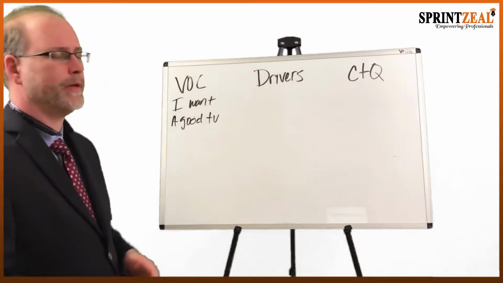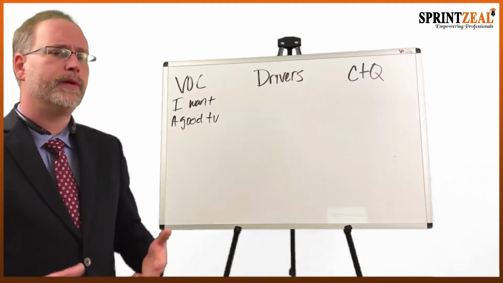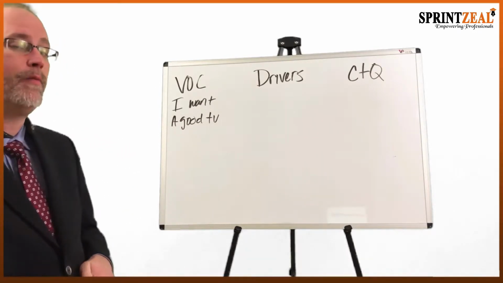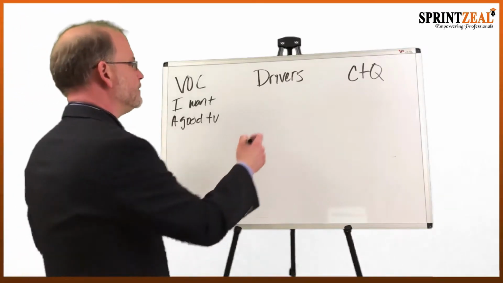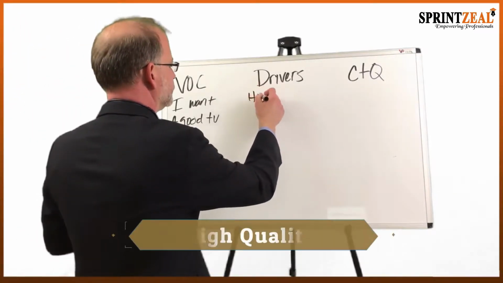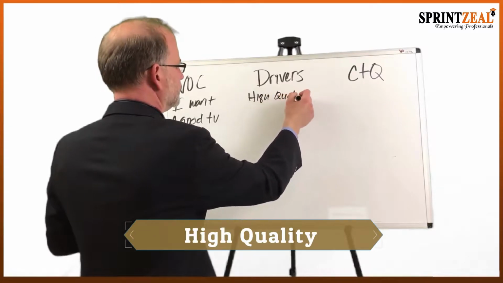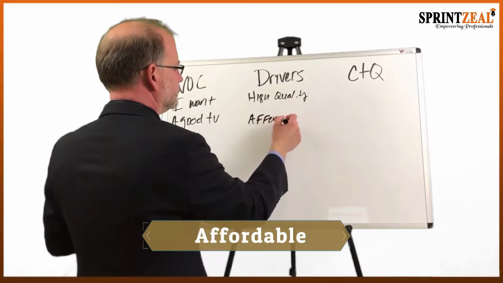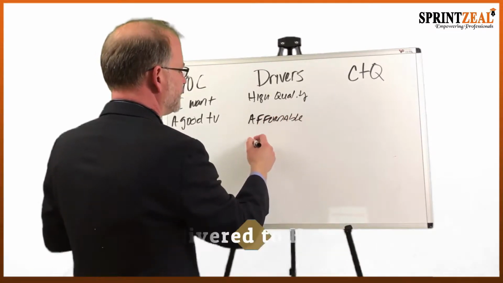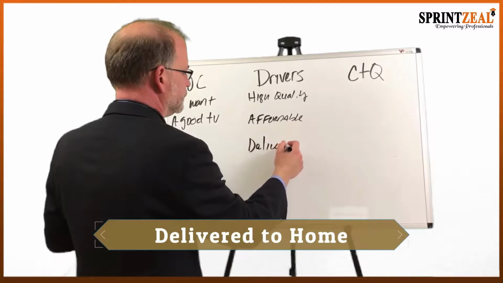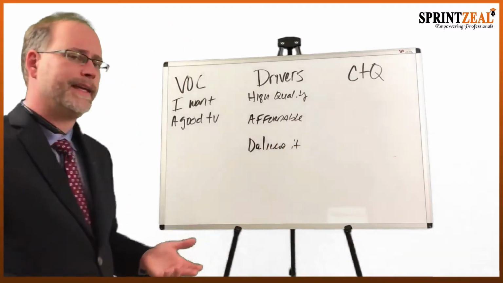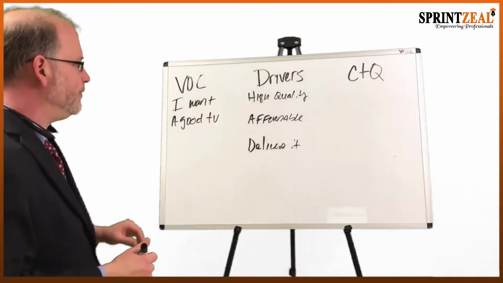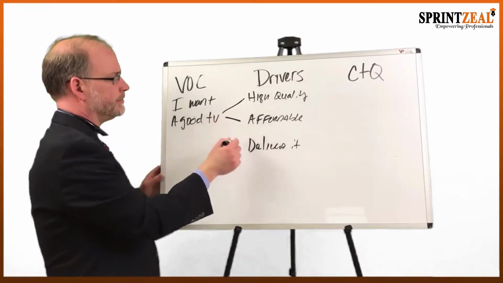So our sales rep is going to ask us a series of questions. And with that, they're going to get some valuable information. And what they find out about what I want a good TV to be is that it needs to be of high quality. It has to be affordable. And you're going to have to deliver it to my house because I can't take it in my car. So now we have drivers that kind of come back and tell us what good means.